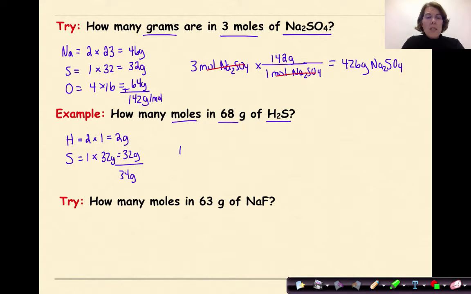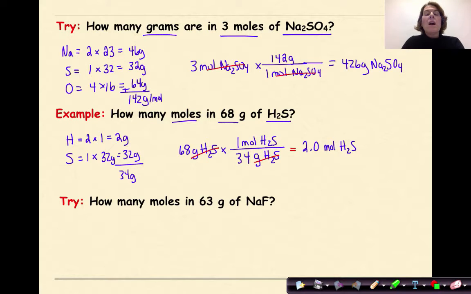Now I can write out my given, 68 grams of H2S, multiplication sign and a line. If I start with grams, then the gram formula mass of H2S will go on the bottom, and 1 mole, because that is what I want, of H2S will go on the top. I calculated that the gram formula mass of H2S was 34, so I want my units to cancel. Grams cancel grams. And then when I work this out, 68 times 1 divided by 34 should give me 2.0 moles of H2S, which makes sense because, again, I have 68 grams. That's 2 significant figures. And I'm going to have 2.0 at the end, which will also represent 2 significant figures. So this is an example of how to go from grams to moles.